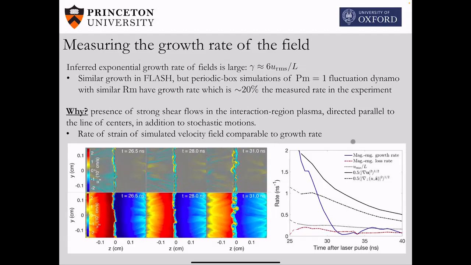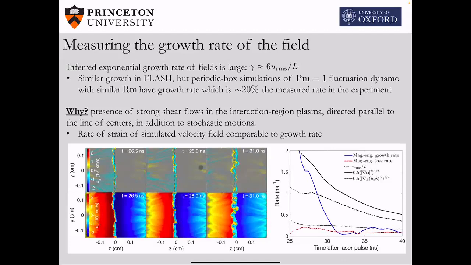The top row is the in-plane velocity component. The bottom row is the flow velocity component in the Z direction. One can see that there are shear flows in this interaction region plasma, which have a much larger magnitude than the in-plane velocity components. So certainly at this initial time when the interaction region is forming, and actually for a period up until about 31 nanoseconds, one shouldn't think of these turbulent motions as being isotropic. There do seem to be strong shear flows present.